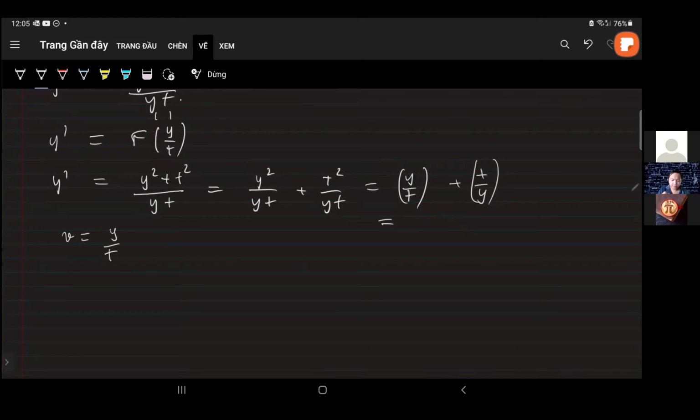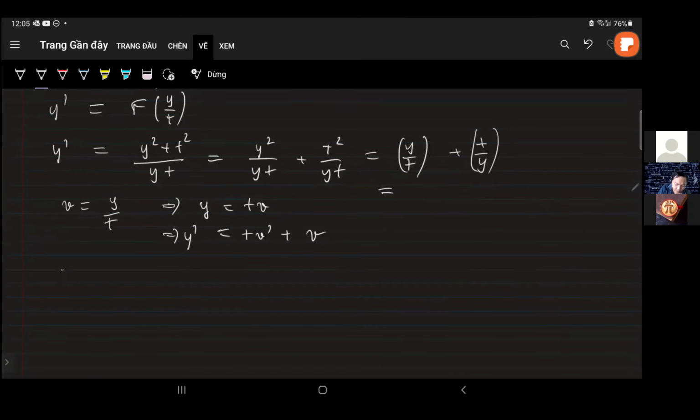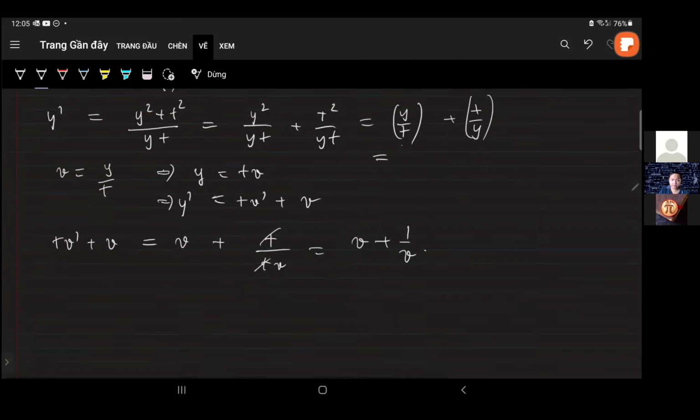Let v equal y over t, and then you write y equal to tv, right? And then you plug in. So y prime equals t v prime plus v, right? You plug in, you have t v prime plus v equals y divided by t. So this term is just v, right? And that term, if you're not familiar with that, you keep it as t. Then y equals tv, right? And now it just cancels out. The t here becomes v plus 1 over v.